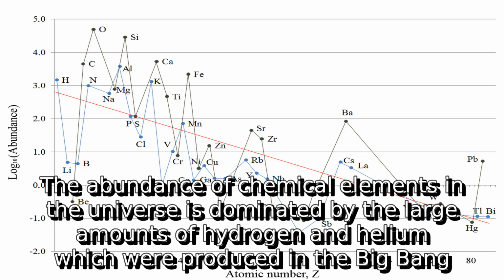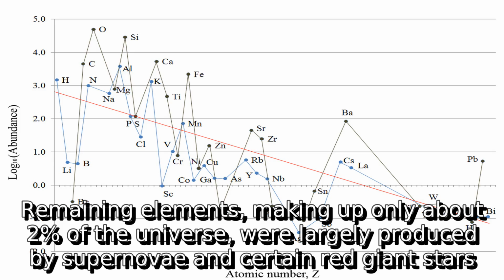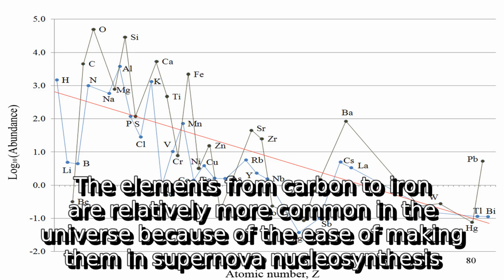The abundance of chemical elements in the universe is dominated by the large amounts of hydrogen and helium which were produced in the Big Bang. Remaining elements, making up only about 2% of the universe, were largely produced by supernovae and certain red giant stars. Lithium, beryllium and boron are rare because although they are produced by nuclear fusion, they are then destroyed by other reactions in the stars. The elements from carbon to iron are relatively more common in the universe because of the ease of making them in supernova nucleosynthesis.